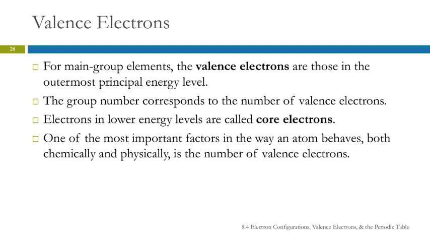Electrons in the lower energy levels are called core electrons. So in the hotel analogy, the valence electrons would be the electrons that are staying on the highest floor of the hotel that has anyone staying there. And the core electrons would be all the ones on the floors below.